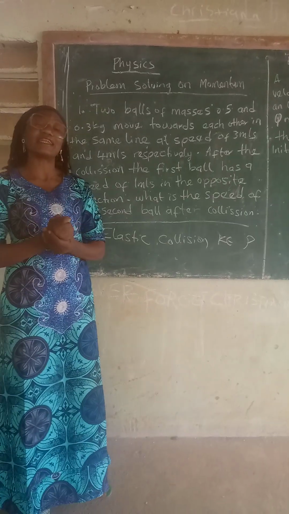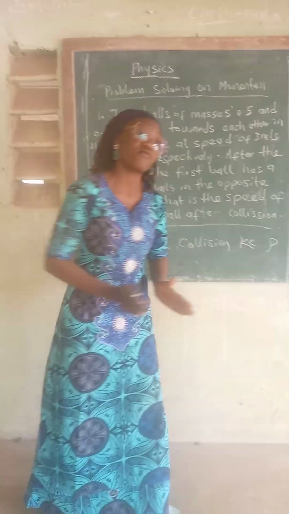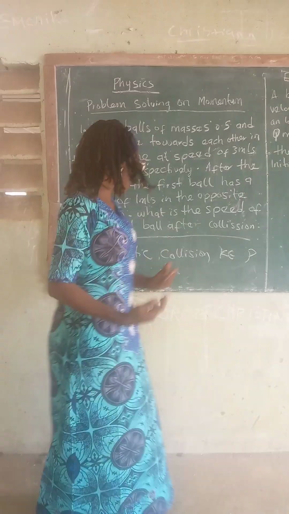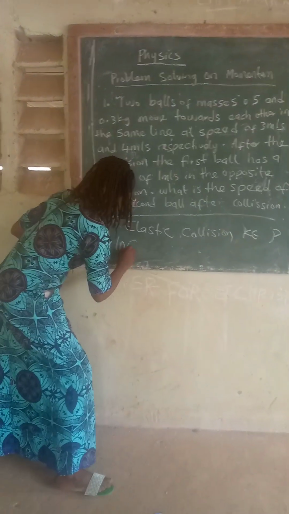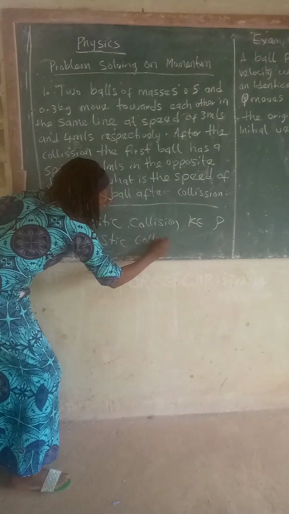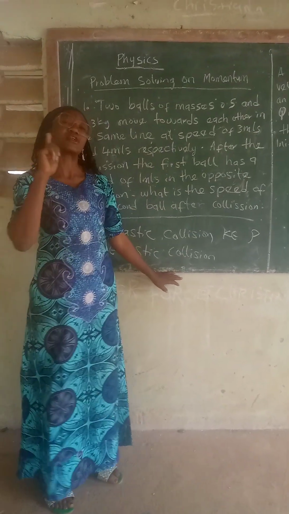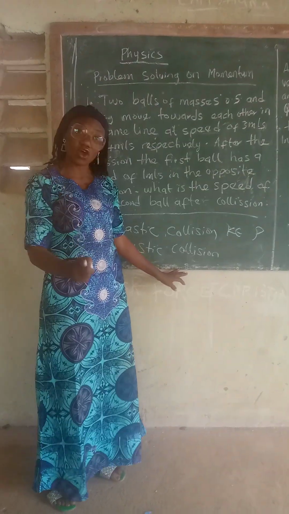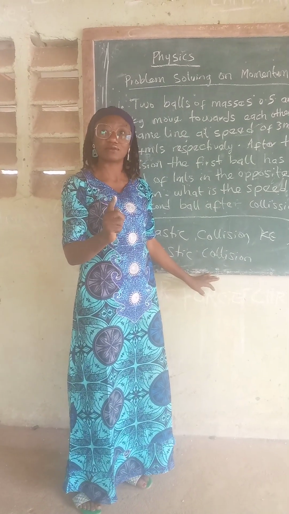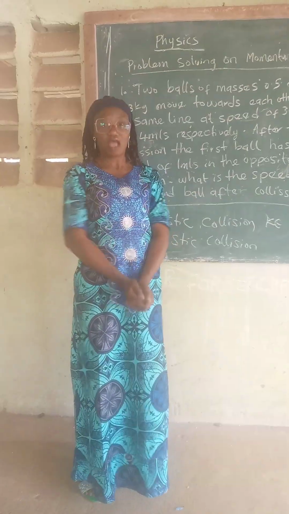The inelastic collision, on the other hand, after collision, the two bodies move together with the same velocity. Here, in the inelastic collision, the momentum is conserved, but the kinetic energy is not conserved. And I've told you in the last video, the reason for this is because some of the energy is lost in the form of heat and sound.